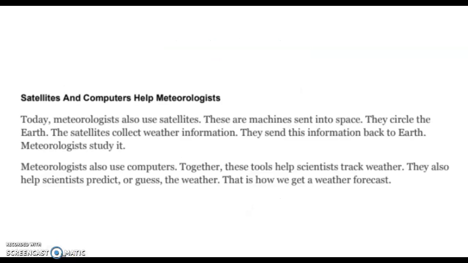The last section of this article. Satellites and computers help meteorologists. Today, meteorologists also use satellites. These are machines sent into space. They circle the Earth. The satellites collect weather information. They send this information back to Earth. Meteorologists study it. Meteorologists also use computers.